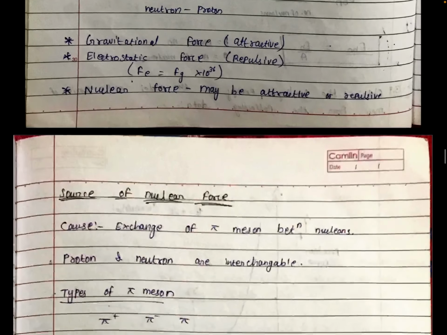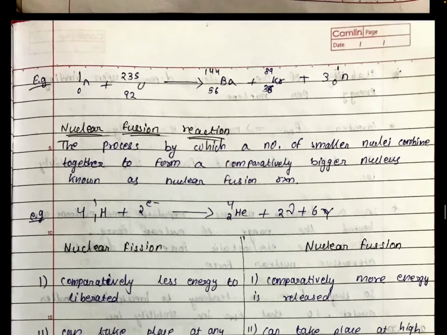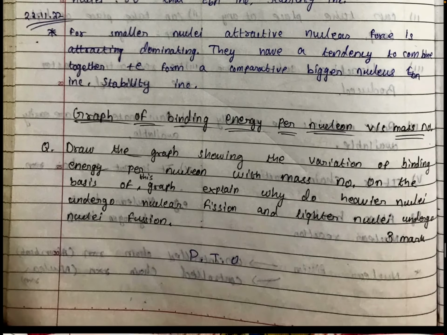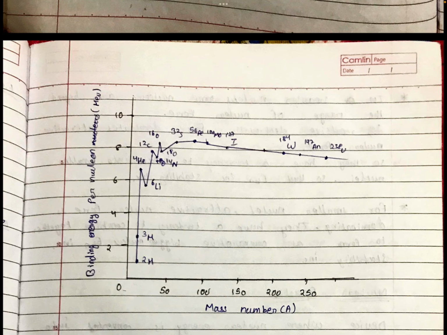Okay, the last one is the binding energy per nucleon versus mass number graph. Yes, this is the binding energy per nucleon with mass number graph. From the graph, explain nuclear fission and fusion. First, what is nuclear fission? Fission means breaking of nucleus. What is nuclear fusion? Combination of nuclei. In which case is energy released? In both cases energy is released.